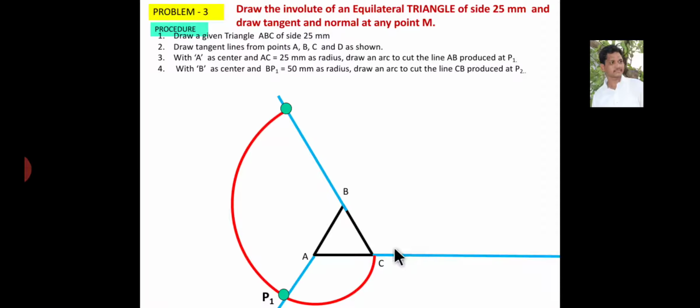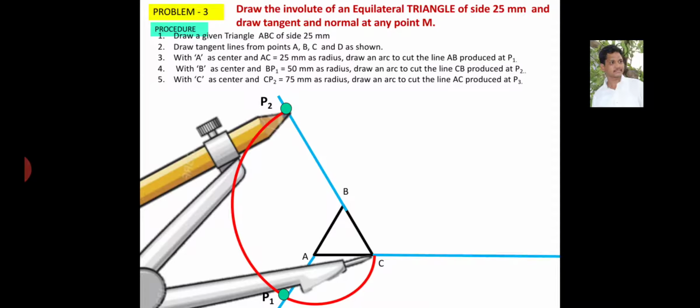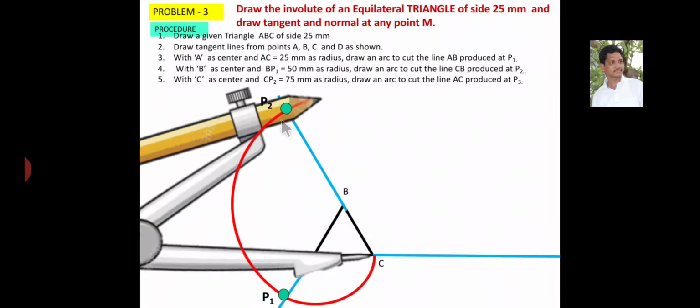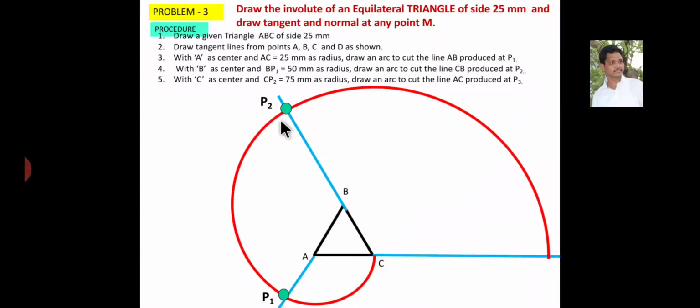Similarly, with C as center and radius equal to CP2, draw an arc to cut the line AC produced at point P3. Okay, this is our required shape of the involute.